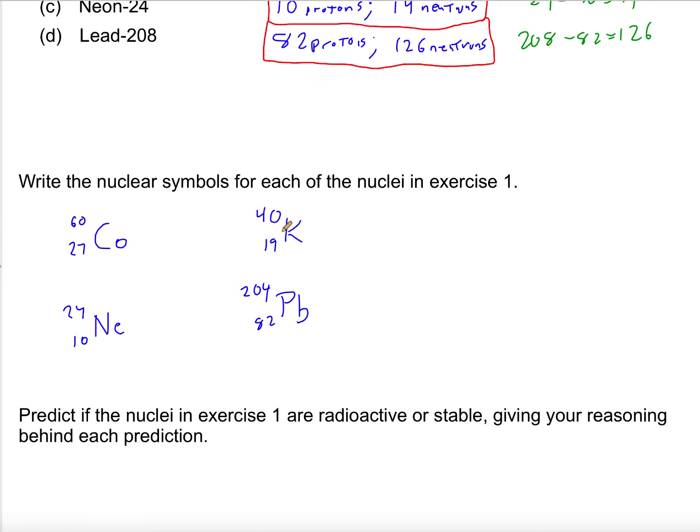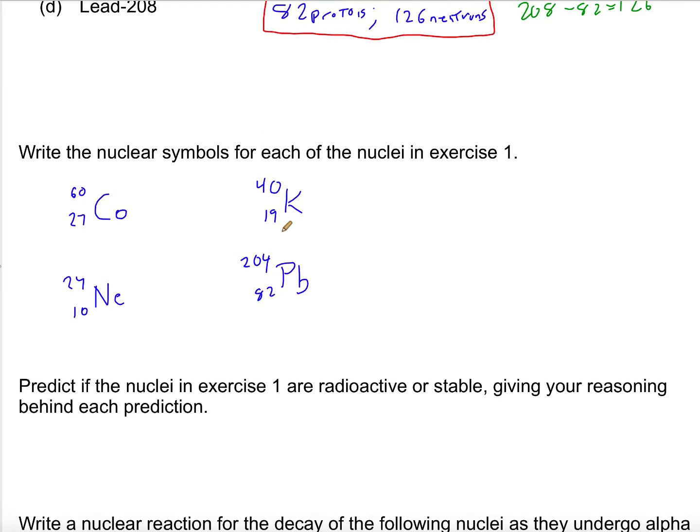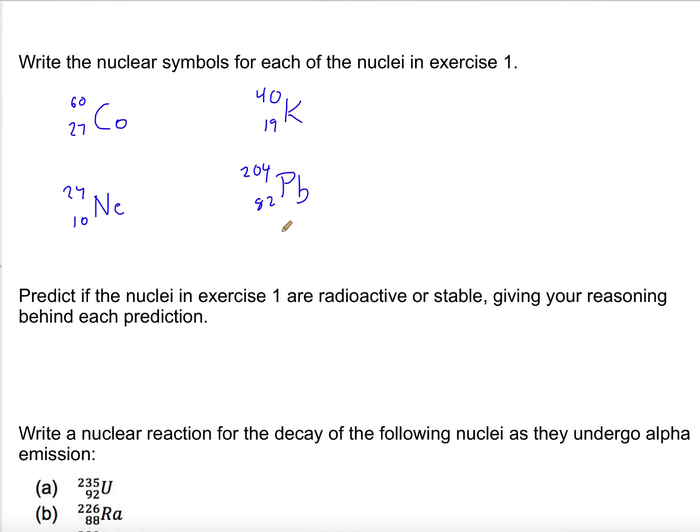So looking at lead, let's copy that information over here. That was 82 protons, 126 neutrons, and that's a pretty high mass element. And that is about a 1.5 to 1 ratio. That's that 1.5 to 1 ratio. So that would likely be stable. So lead would likely be a stable nucleus here. So lead would be stable.